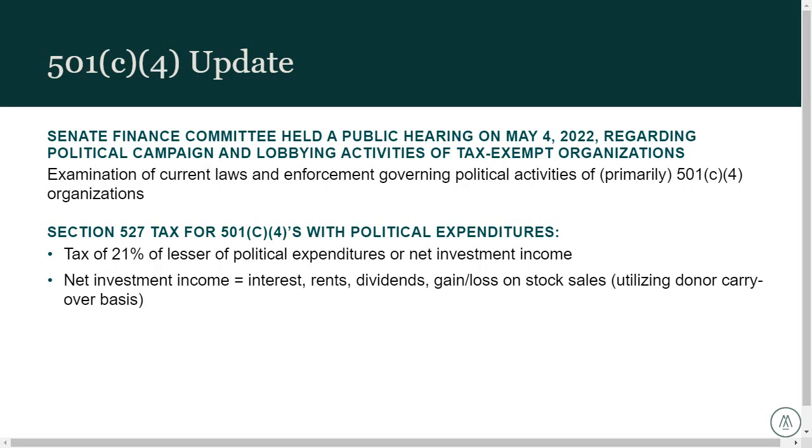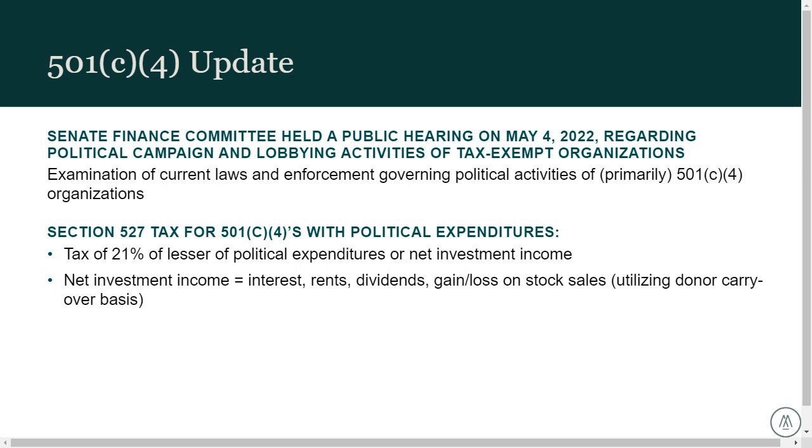And lastly, there's been an increased amount of scrutiny surrounding 501(c)(4)s who have political expenditures, meaning expenditures utilized to support or oppose candidates for public office. Last year, the Senate held a hearing to discuss the data surrounding these activities, including reviewing the current laws governing these types of activities and how these laws are currently being applied.